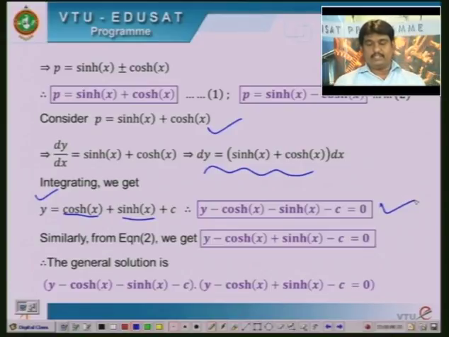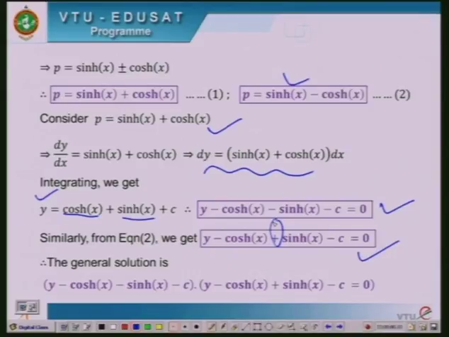Similarly, by considering the second factor, p equals to sine hyperbolic x minus cos hyperbolic x, we get the solution as y minus cosh x plus sinh x minus c equals to 0. Therefore, as usual, the general solution of the given differential equation is the product of these two solutions equated to 0. I will illustrate geometrically what the general solution represents.